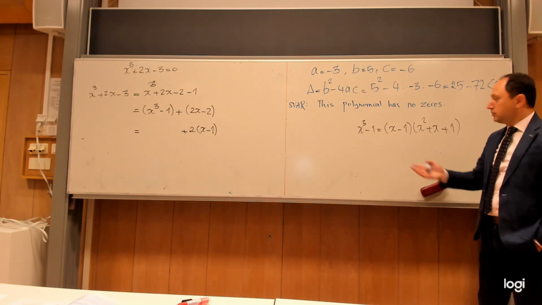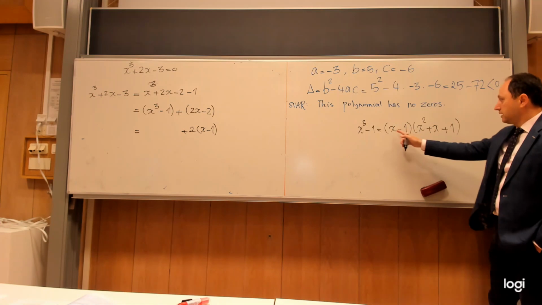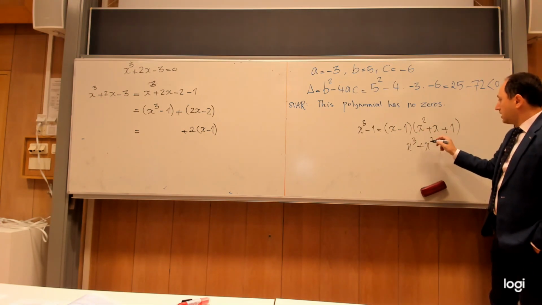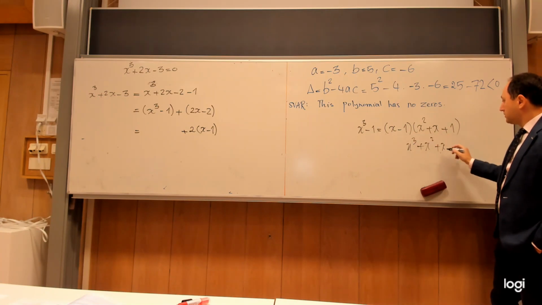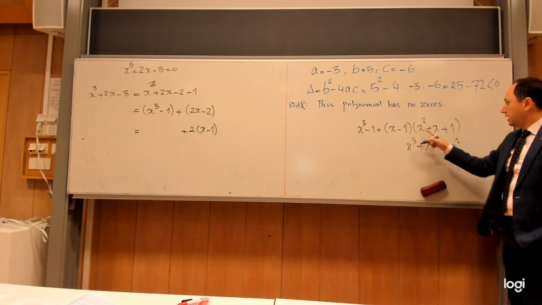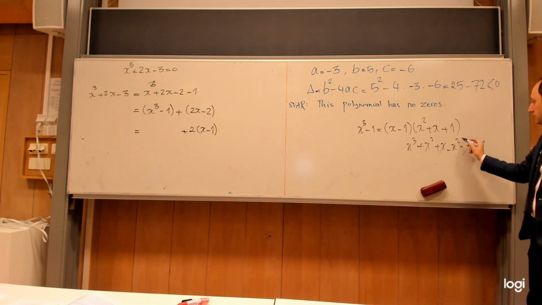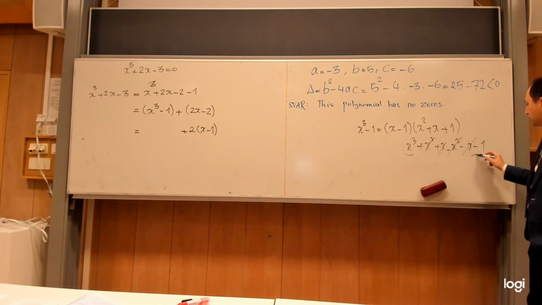Yes? You can multiply. Multiply, exactly. So you multiply that. x times x squared, x cubed; x times x, x squared; x times 1, x; minus 1 times x squared, minus x squared; minus times minus x; minus 1. And then you see minus x and x are cancelled. This one and this one are cancelled. What is left? x to the 3 minus 1.